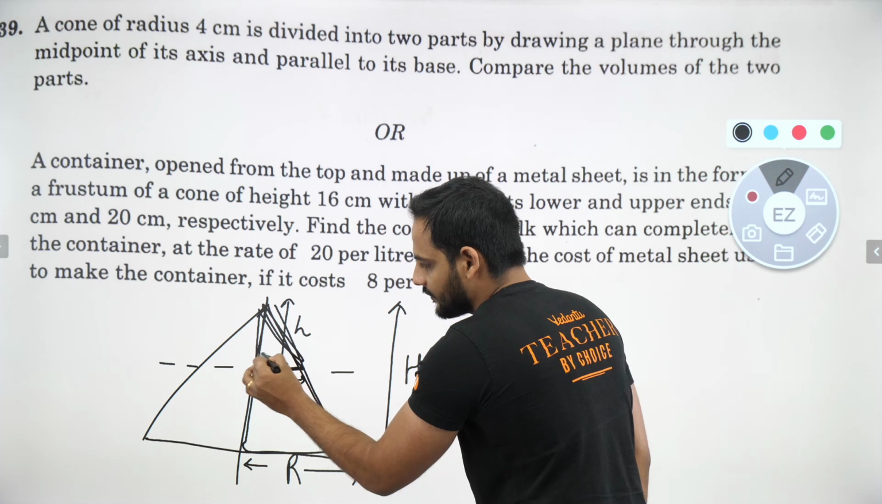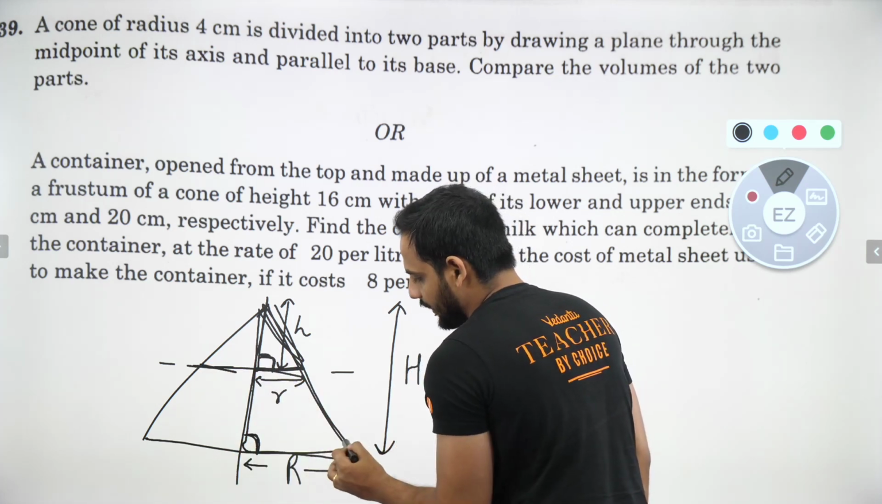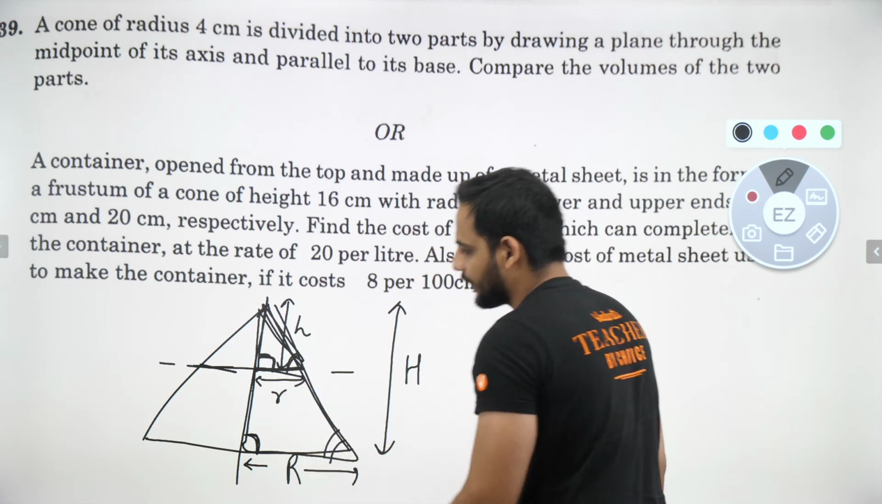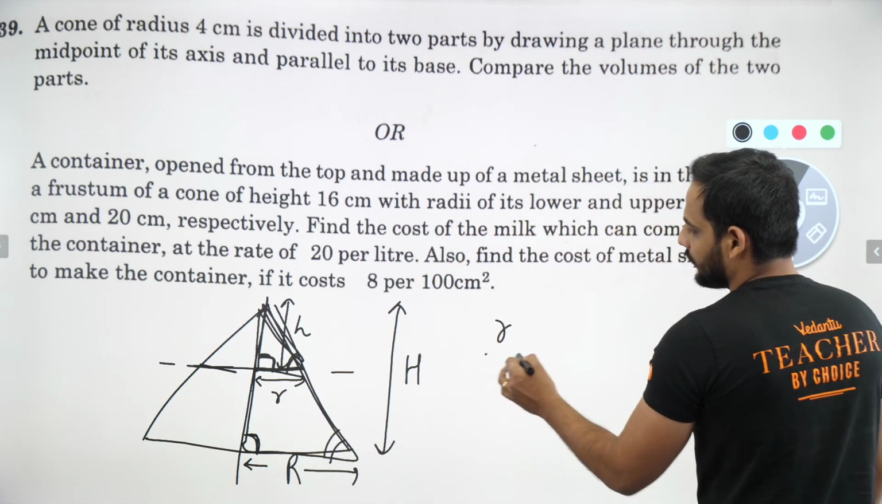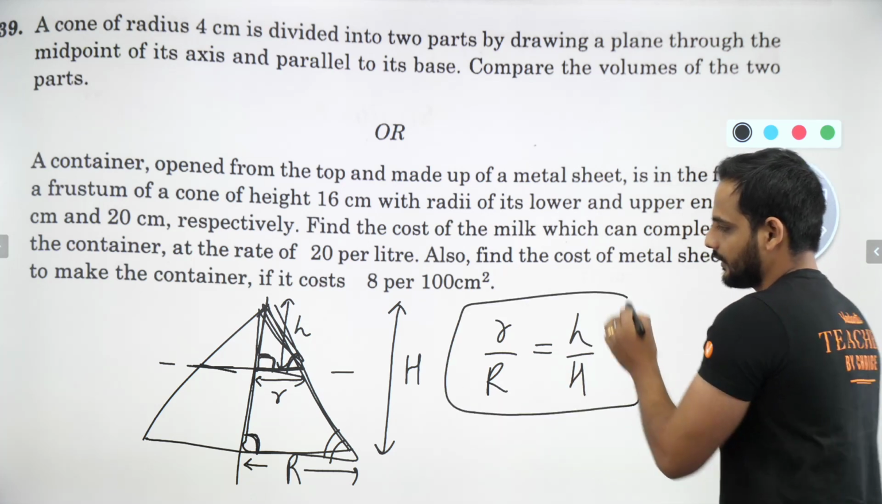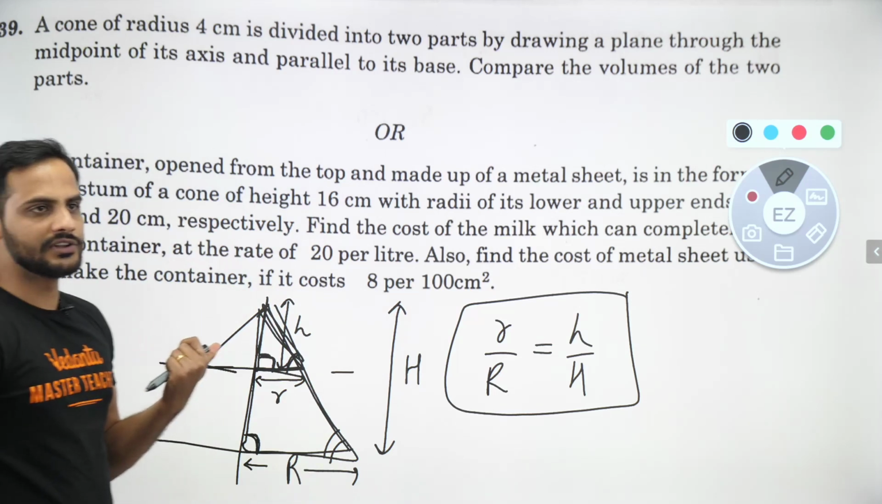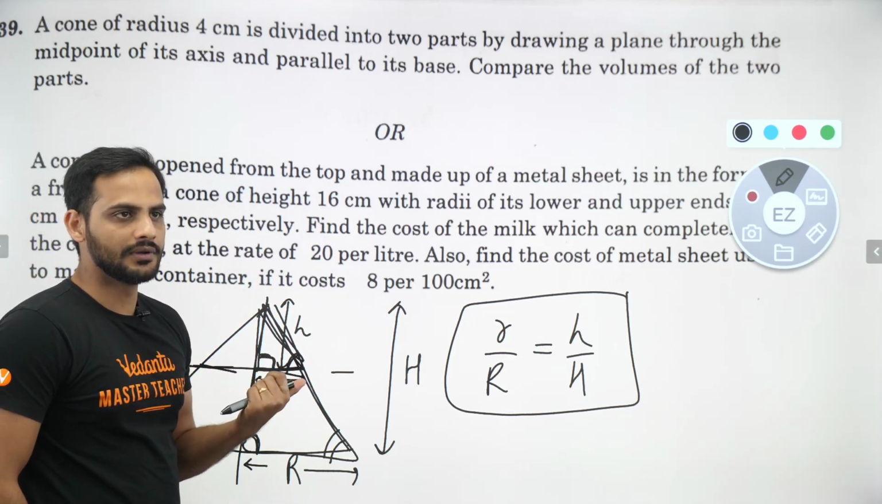Why? This angle is 90, this angle is also 90, and since these two lines are parallel, by corresponding angles, these two angles are also equal. So you have to remember, small r by capital R is equal to small h by capital H. This is the main thing here. Did all of you know this thing or not?